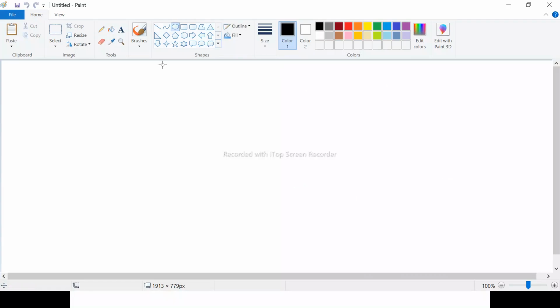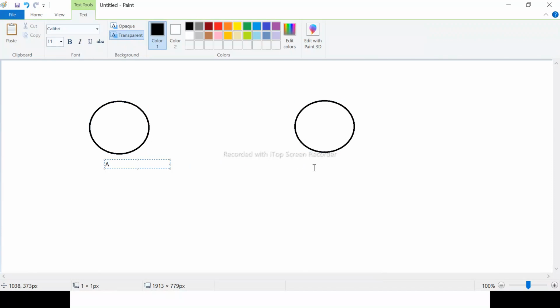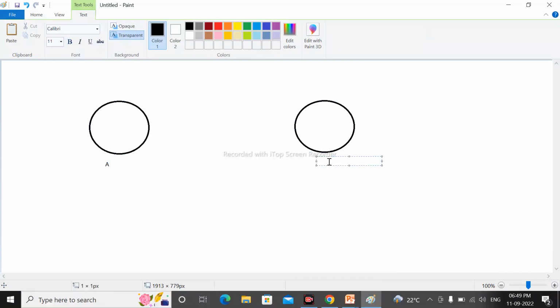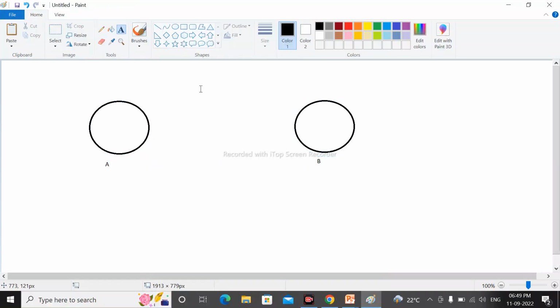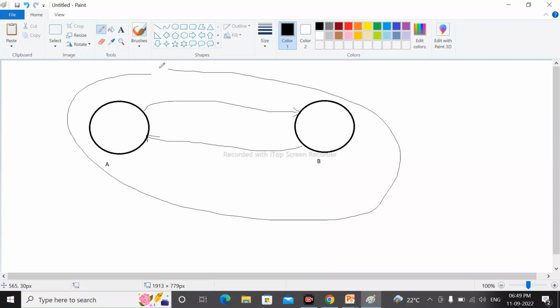Let's see. Suppose this is user A and this is user B. Here is user A and user B. Suppose user A sends a request to B. Here A is blocked until the response comes from B, meaning A does not perform any other task. This is synchronous programming.